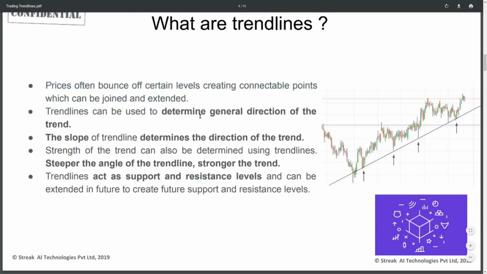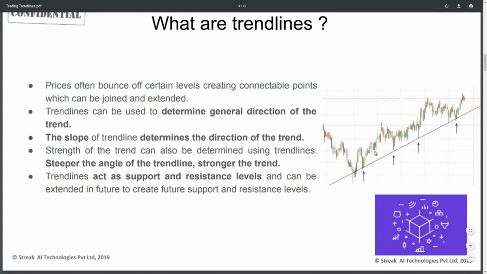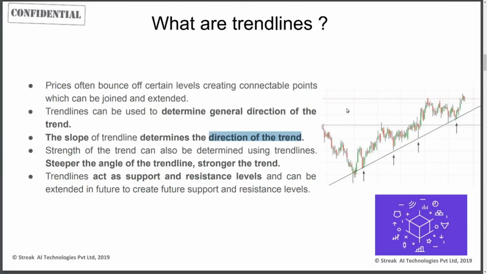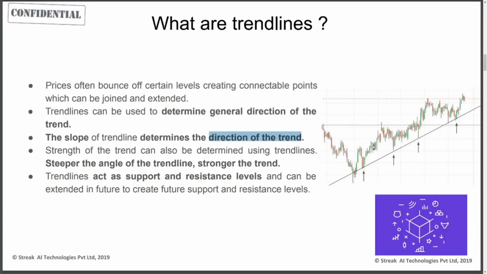Okay, so a trend line can be used to determine the general direction of the trend, not the small price movements, but the general direction. The slope of the trend line determines the direction of the trend. Okay, so this is a positive slope. That means the line is going upwards, so the trend line is indicating bullish direction. Whereas if the line is going down, which we'll see in the upcoming slides, it indicates a bearish trend.